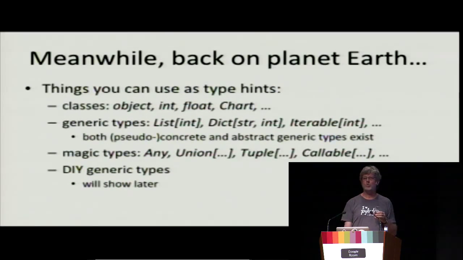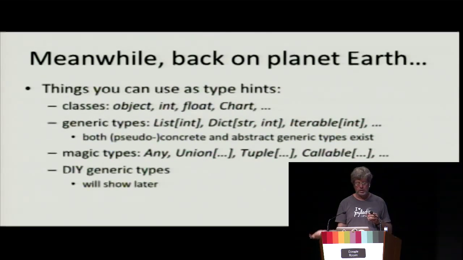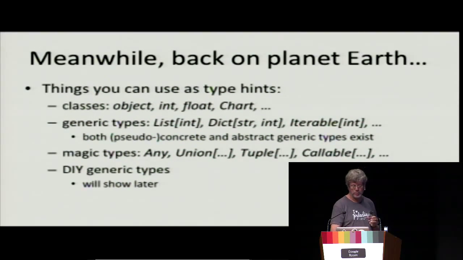A complete enumeration of things that can be used as type hints. So anything that's a class can be used as a type hint. There are these generic types, list of int. There are the magic things that I haven't all explained yet, although I've given enough of an explanation of any. You can also define your own generic types.